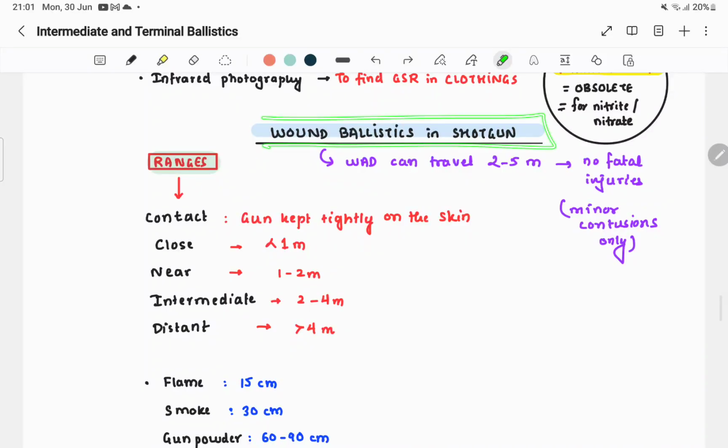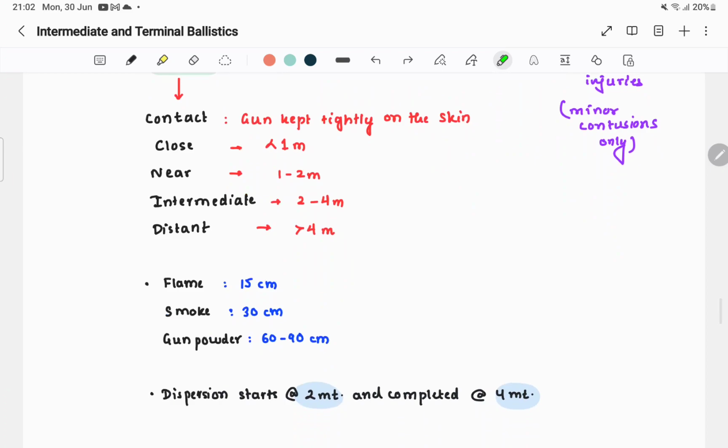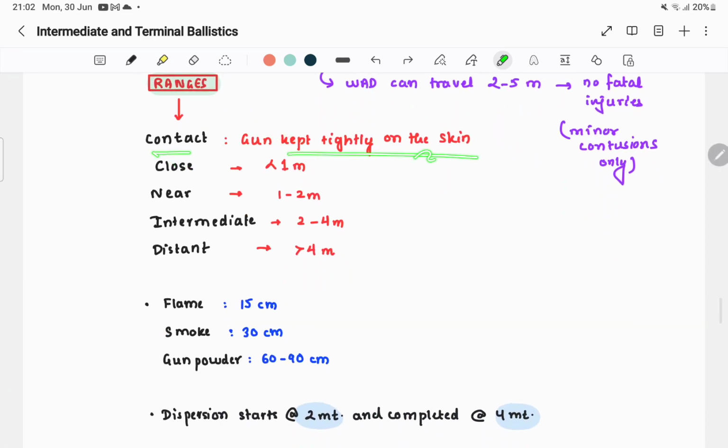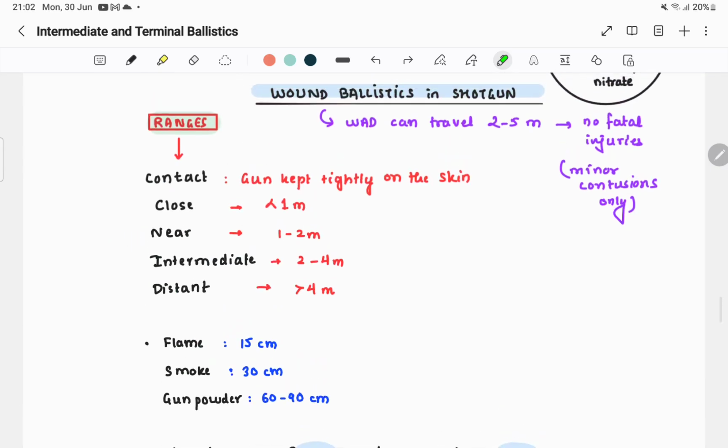Wound ballistics in shotgun. These are the ranges. Contact, close shot less than 1 meter, near 1 to 2, intermediate 2 to 4, distant more than 4. Flame 15 centimeter, smoke 30, gunpowder 60 to 90.